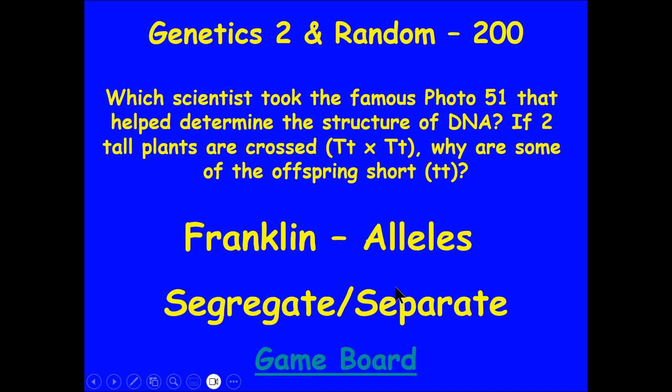And what happens when gametes are formed, the alleles or the gene forms segregate. The only way to end up with a little t is if you separate the little t from the big T right here, and that happens when gametes are formed. So the alleles segregate or they separate from one another.